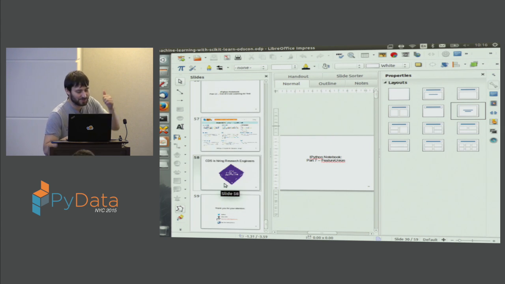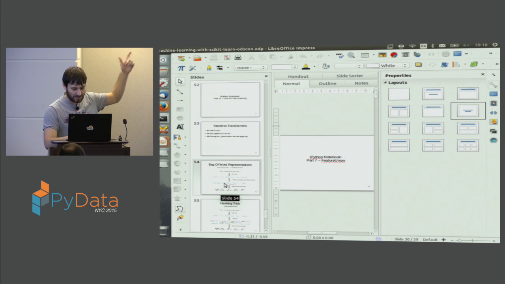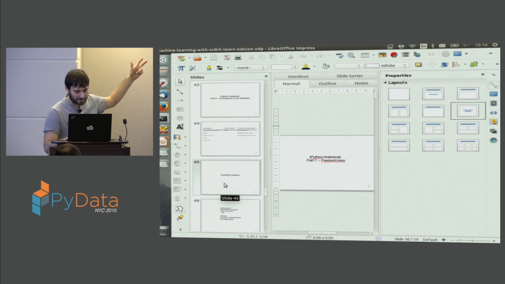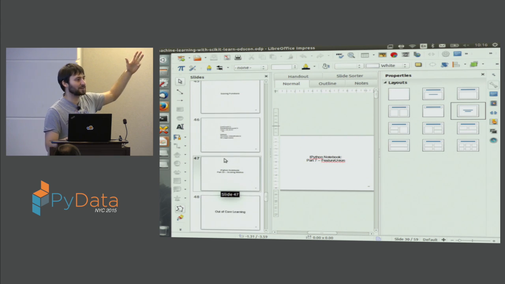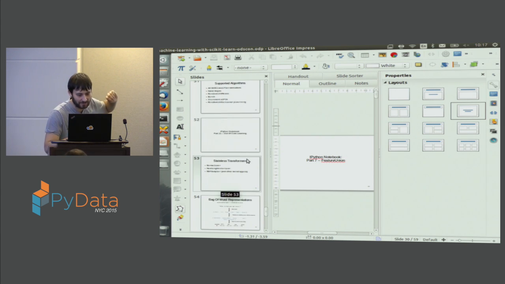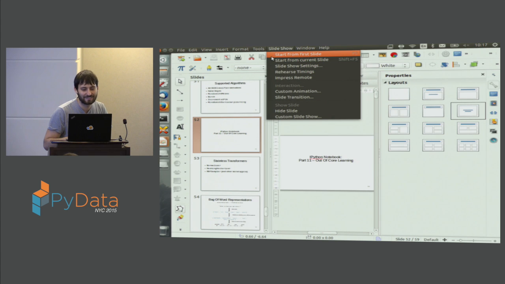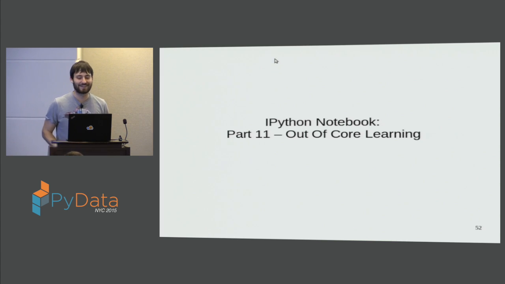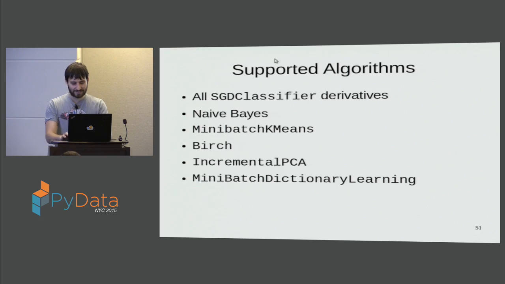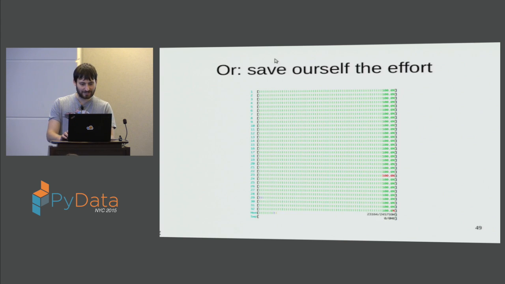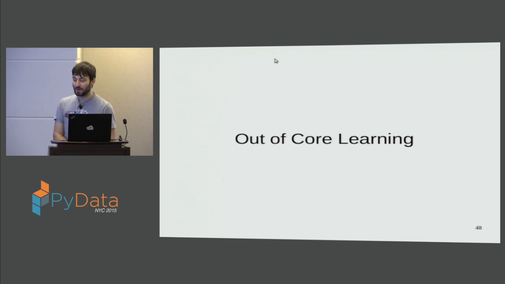Do you want to talk about out-of-core learning, randomized hyperparameter search, or model complexity, or scoring functions? Out of core? Okay. Out of core. Okay. Actually. Okay, out of core learning.